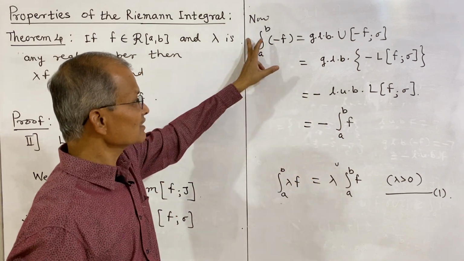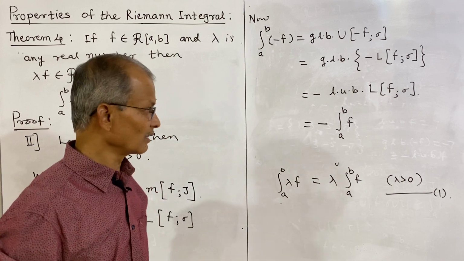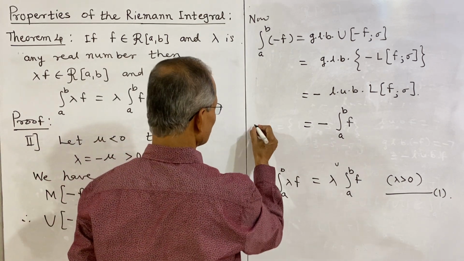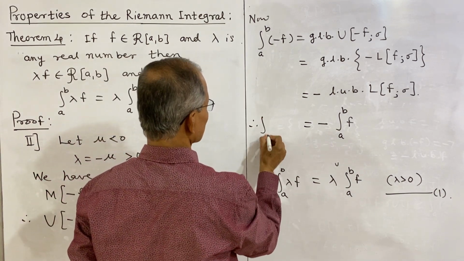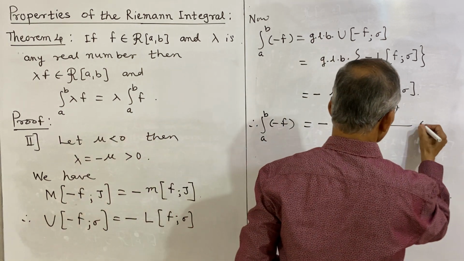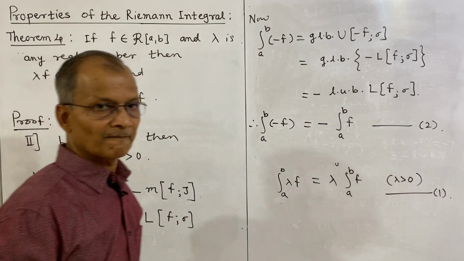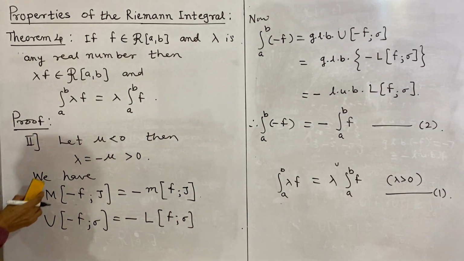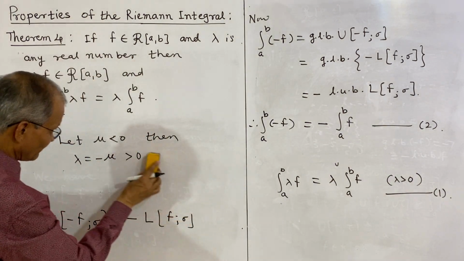That means this minus sign can be written outside the integral, and that result we should assume as the second result: the integral from a to b of minus f is equal to this. So we write it as second. Now we should consider the integral from a to b of mu f, where mu is negative.